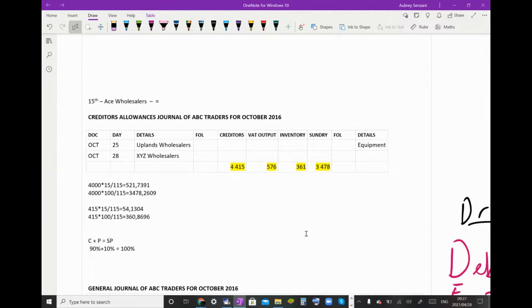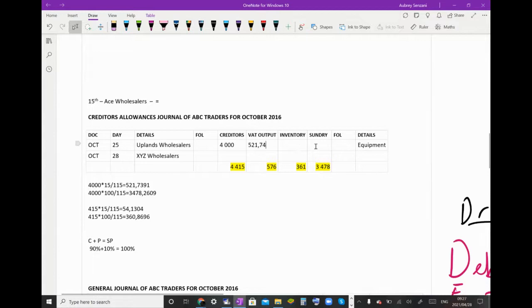Returned damaged equipment, 4,000. Okay, cool. No problems. Again, that's the VAT inclusive amount. I forgot to erase these calculations, but we are here now. So again, just want to calculate the VAT there. So 15 divided by 115. There's your VAT amount there. By now, I really hope we're comfortable with these calculations.